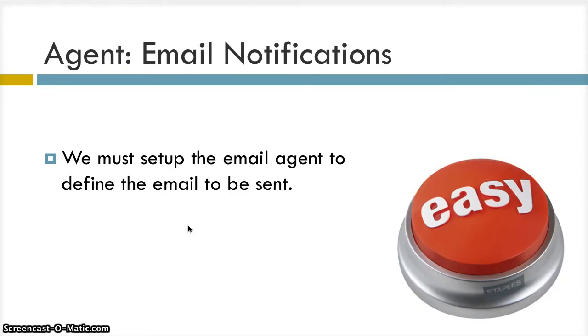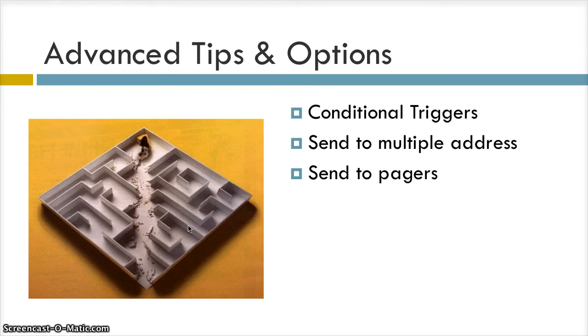Basically, what we're going to be using is an agent. It's called email notification. We must set up the email agent to define the email that's to be sent. And in the advanced tips and tricks, we can talk about conditional triggers, maybe sending to multiple addresses, and sending to pagers.